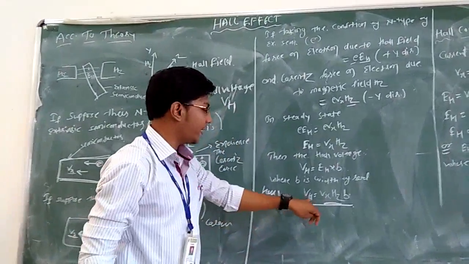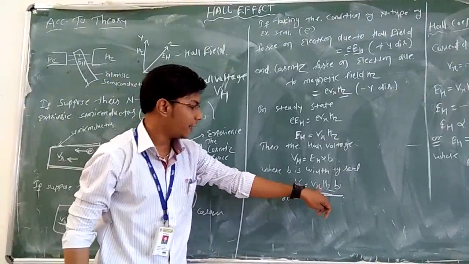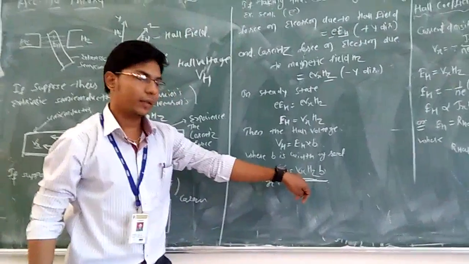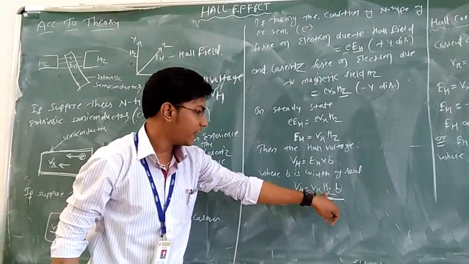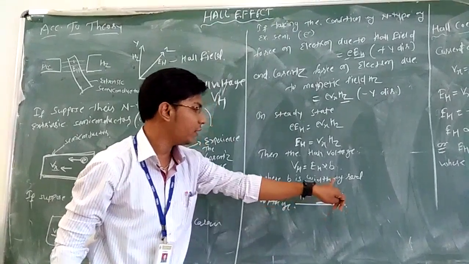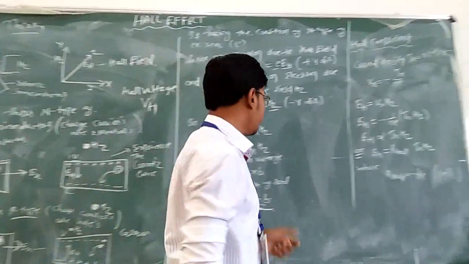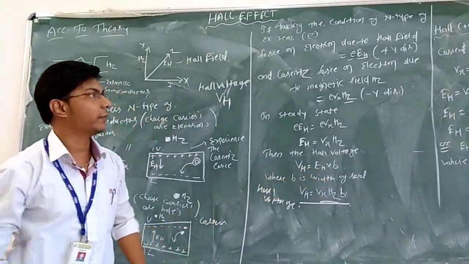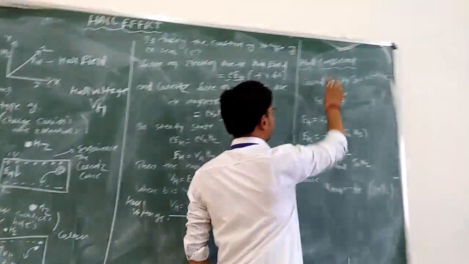The value of the Hall voltage is Vh is equal to Vx, the drift velocity of electrons, as Z, the external magnetic field, B is the width of the rod which is used in the semiconductor. Now we find the Hall coefficient.